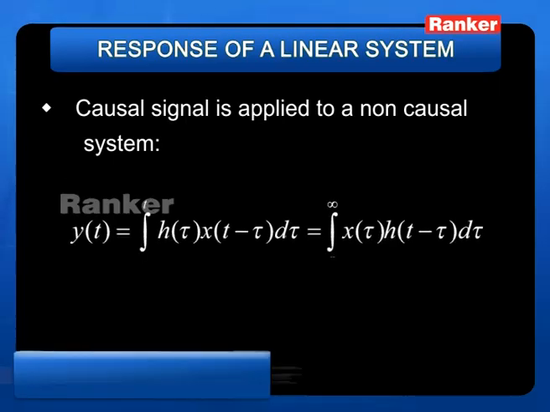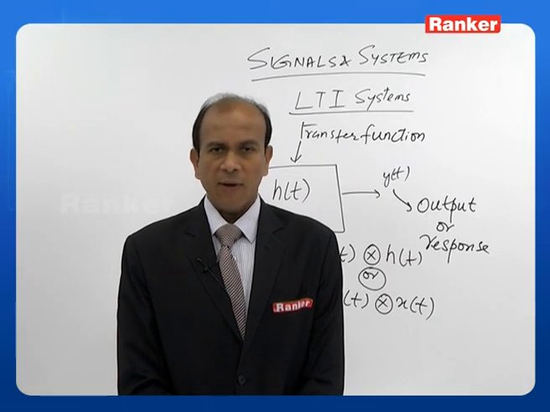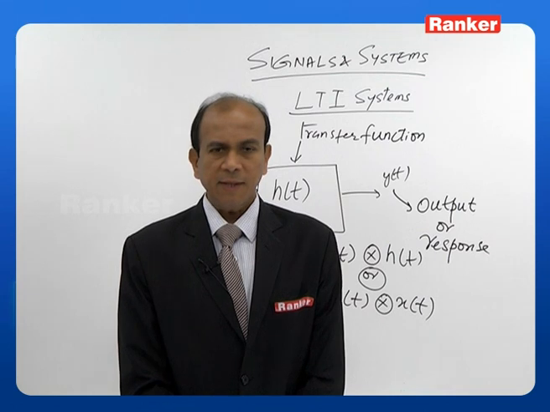So, if you look at this, y of t is the integral from minus infinity to t of h of tau x of t minus tau d tau. So, we are starting from minus infinity to t because h of tau is involved first, or else it is equal to the integral from 0 to infinity of x of tau h of t minus tau d tau. So, this is the case of getting the output when the system is non-causal and the applied signal is causal.